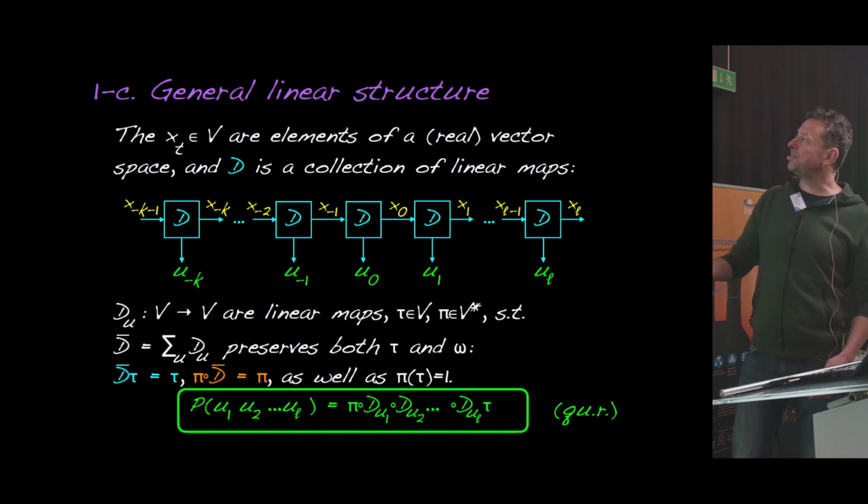These are elements in a vector space. D is a collection, these DUs are just linear maps. And I need some kind of analog of the identity. I call this here tau, and I need an analog of the stationary state. I call it again pi.